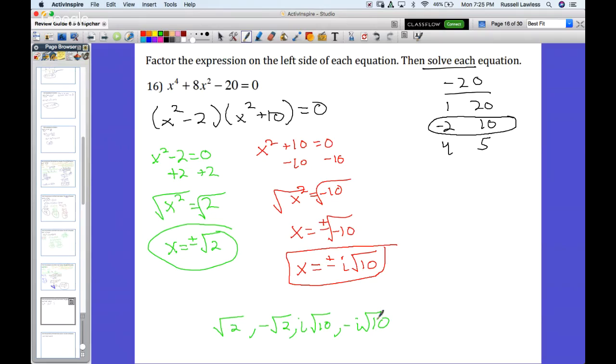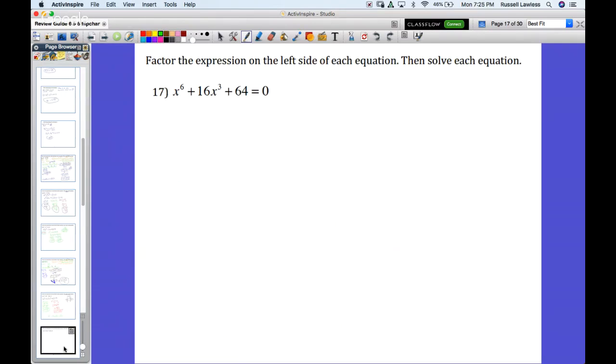I'm fine with you circling your answers. That's perfectly acceptable for me. Now the last one here. We are factoring the expression on the left side of each equation, then solving each equation.